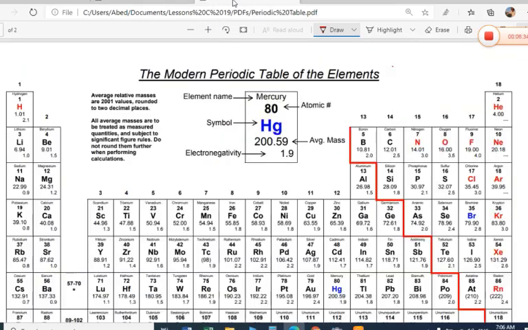Now similarly, if we see the periodic table, when we calculate the sodium, this is the sodium, and we said here it has only one electron in the valence shell.